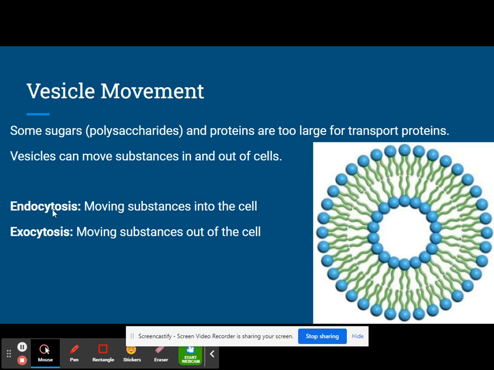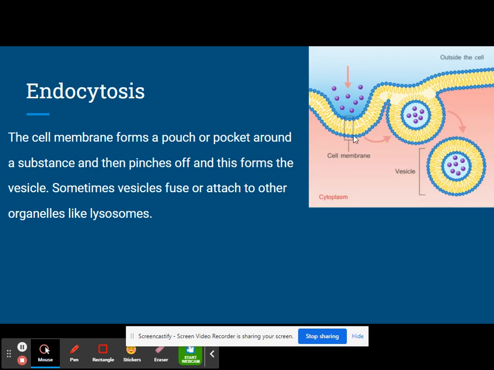When a vesicle moves into a cell, it's called endocytosis. Endo meaning in, cytosis having to do with the cell. And when it wants to move things out of a cell, it's called exocytosis. Exo, like exit, and then cytosis, again, cell. So let's take a look.